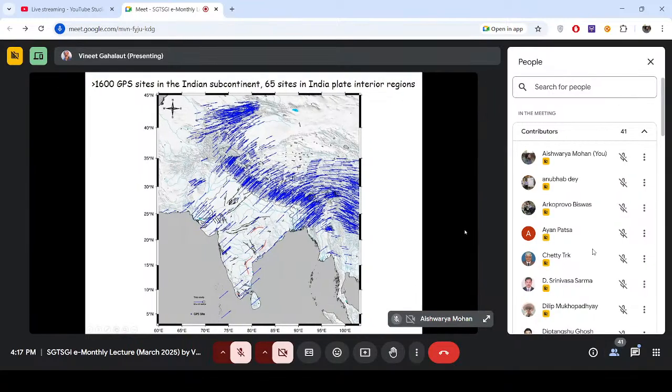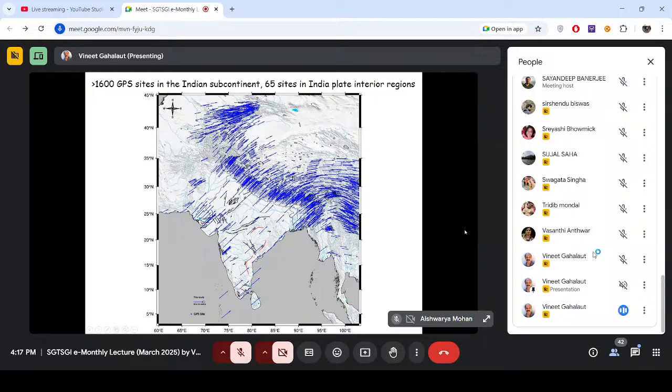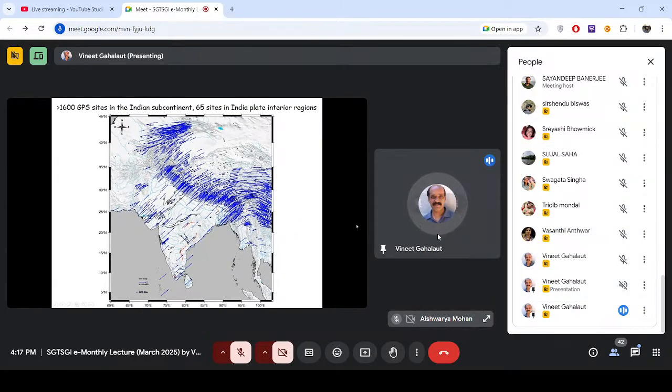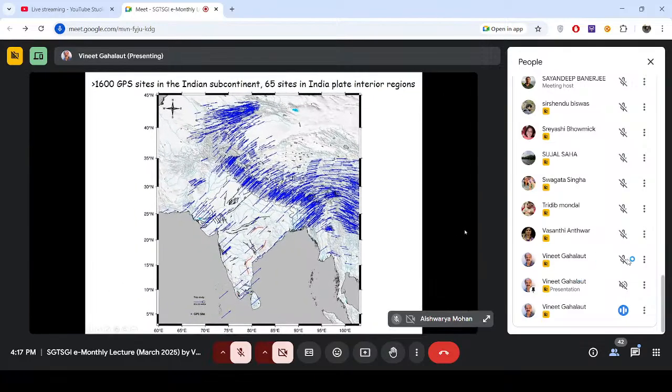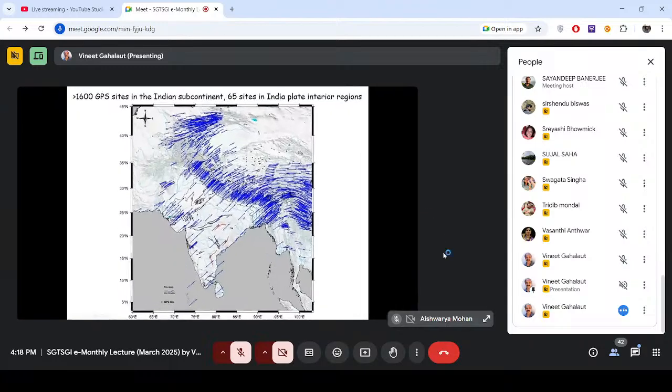So these are the stations that we have, and I said you did not miss anything in the first slide. So these are all stations. Most of them are owned by us. All these stations here in Northwest Himalaya are also owned by us. Indo-Burmese Arc, all our work.